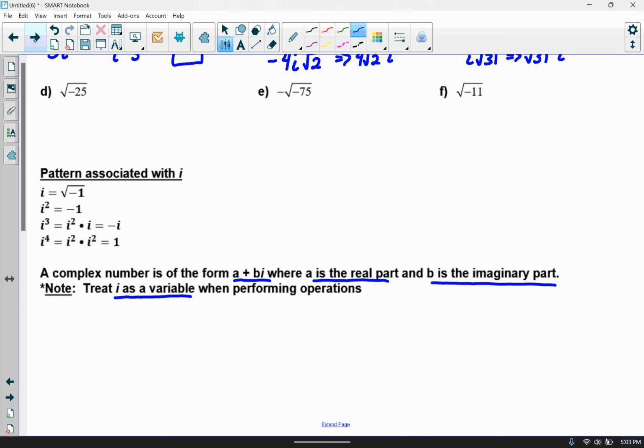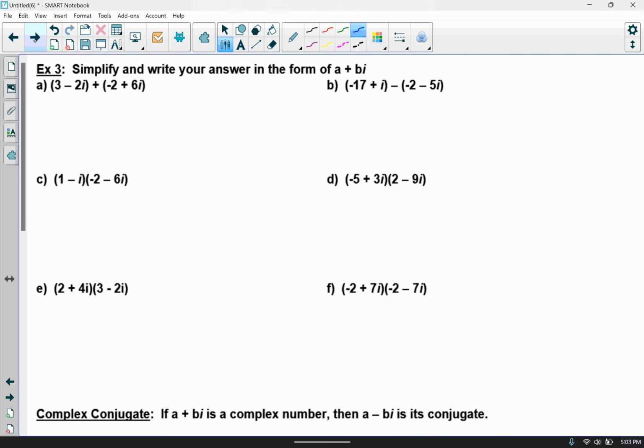All right, so if you will flip it over. On this page, we'll just do a couple of these, okay? All right, so I definitely want to do A and B with you. You've got to be sure that you pay close attention to the operations here. So in letter A, it's asking me to add these complex numbers together. Letter B is asking me to subtract. And then C through F are all multiplication, okay?